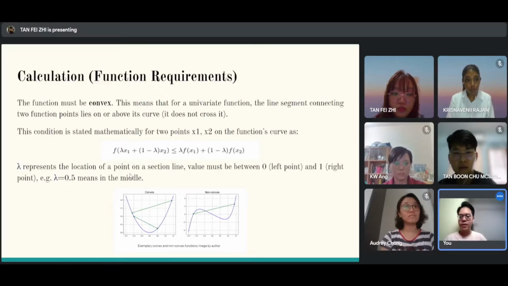The lambda represents the location of a point on a section line, and the value must be between 0 for the left point and 1 for the right point. An example of lambda equal to 0.5 means it's in the middle. As you can see, this is an example of a convex and a non-convex function. Okay, next.